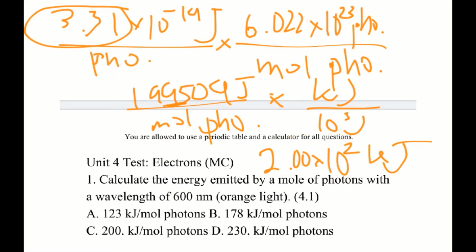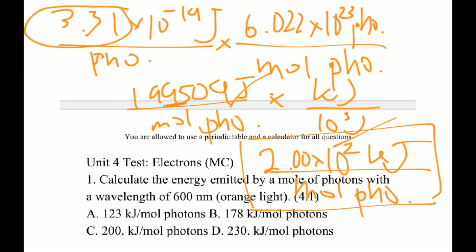And I almost forgot, but let's put per mole of photons at the bottom, since that was never canceled out, only the joules were canceled out. So this would be our answer. And 2.00 times 10 to the second is the same thing as 200 kilojoules per mole of photons, and that would be C. So now let's move on to the next question.